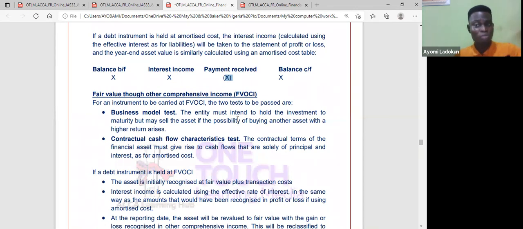So I have to hold it to maturity, but I can decide to sell if there is a possibility of buying another asset with a higher return. So that's the difference between amortized cost and fair value through other comprehensive income. Then that cash flow will also be both the principal and the interest, just like we have in amortized cost. So the only difference is I can decide to sell before maturity if I have the possibility of buying another asset.